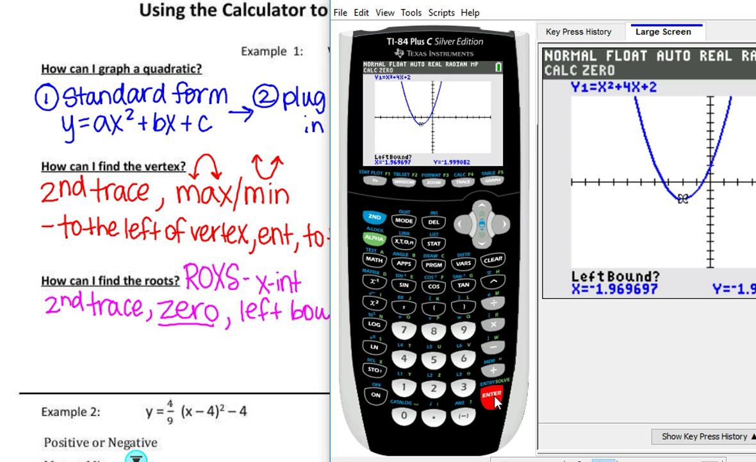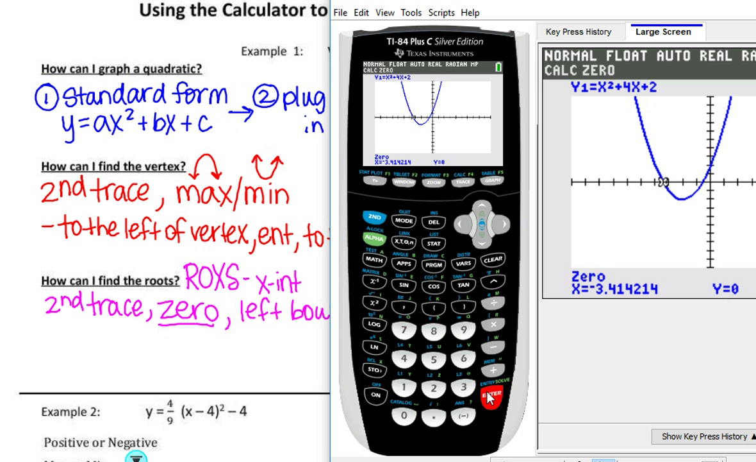So we have 2 separate roots to look at. I'm going to move my cursor over here to the left side of my x-intercept and hit enter. Now I'm going to move it to the right side of my x-intercept and hit enter again, and I do want it to take a guess, so I hit enter one more time. We're going to round these to 1 decimal place today.